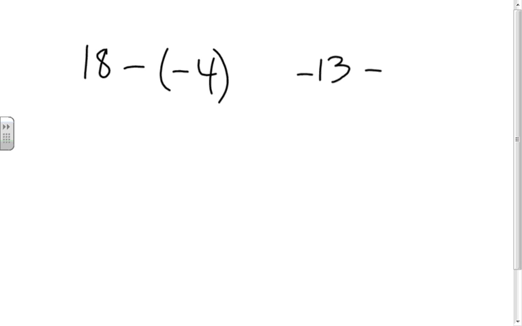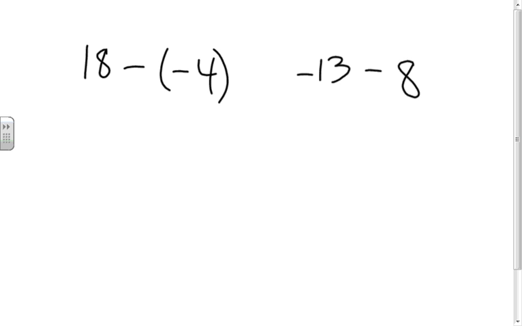So let me do a few more examples for you just so you can get used to doing the circle method. So 18 minus -4 and -13 minus 8. So if you want to try these on your own, pause the video right now and try these on your own. When you have the answer down, hit play, and I will do it, and then you can check your answer. So I'll give you 2 seconds to hit pause.